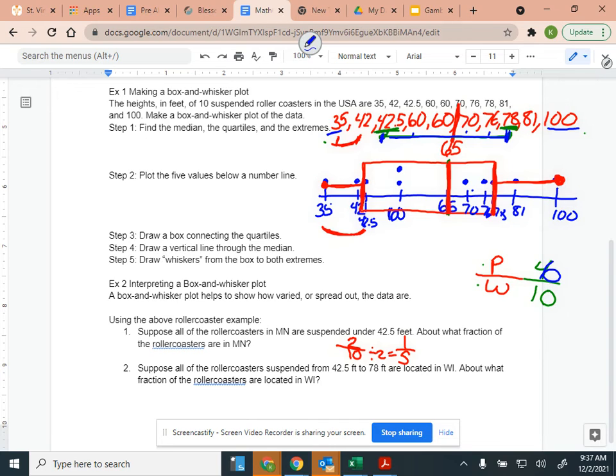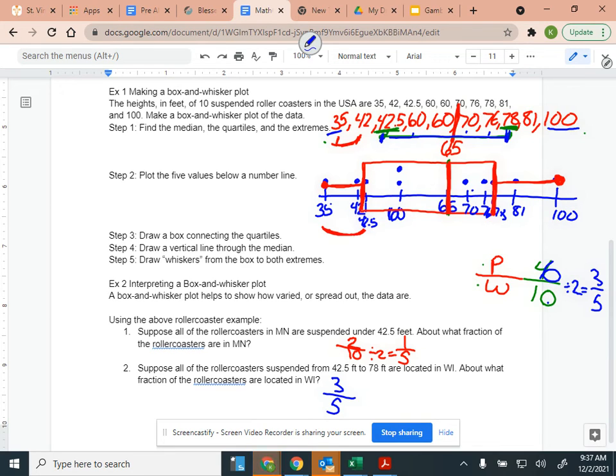What would that be simplified? What can I divide out of the 6 and the 10? Maya? 2. I can divide that 2 out. So 6 divided by 2 is 3. 10 divided by 2 is 5. So 3/5 of the roller coasters are in Wisconsin.